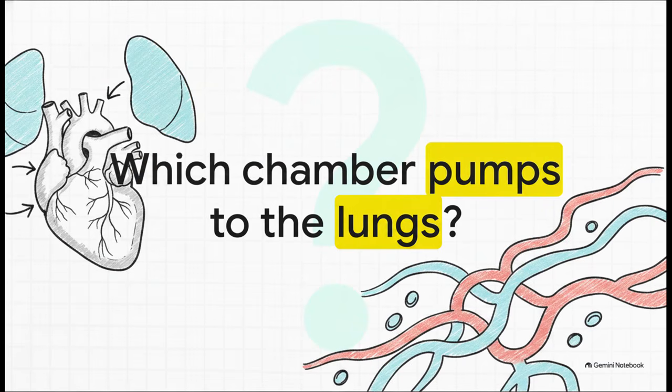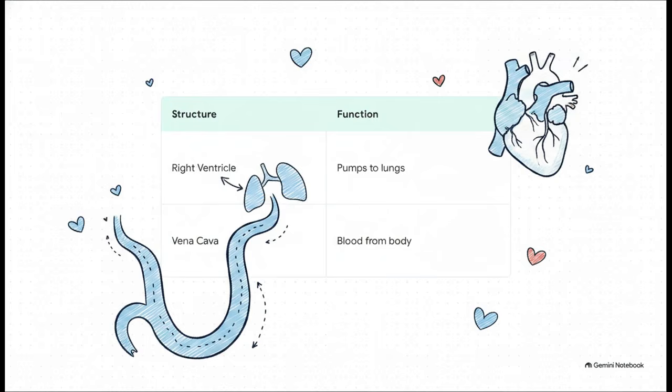Ready for a rapid-fire check? Let's test your attention of the physical map we built earlier. 2 quick questions for you. First, which specific chamber pumps blood to the lungs? And second, which specific vessel brings deoxygenated blood from the body back to the heart? Let's see how you did.